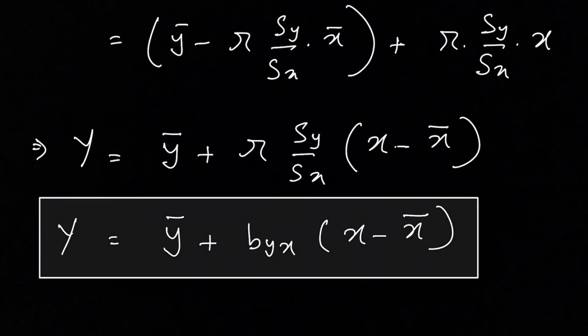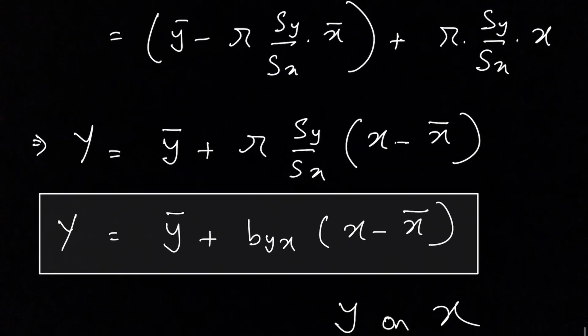Okay, so this regression line of y on x is used to estimate the average value of y for a given value of x. Okay, so in the next video I'll be doing the derivation of the second regression line, that is the regression line of x on y.